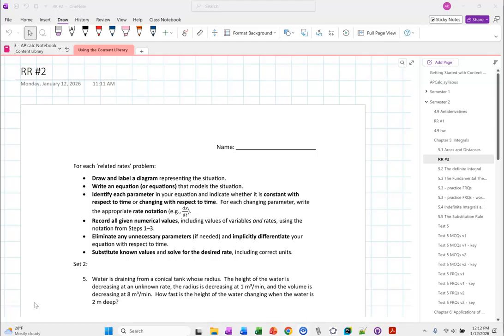Fair, guys, fair. So starting at the top, number 5 is -4/3, or -1.3 repeating meters per minute. Number 6 is 200 pi cubic centimeters per second. I'm not sure what the decimal is, that 600 something.